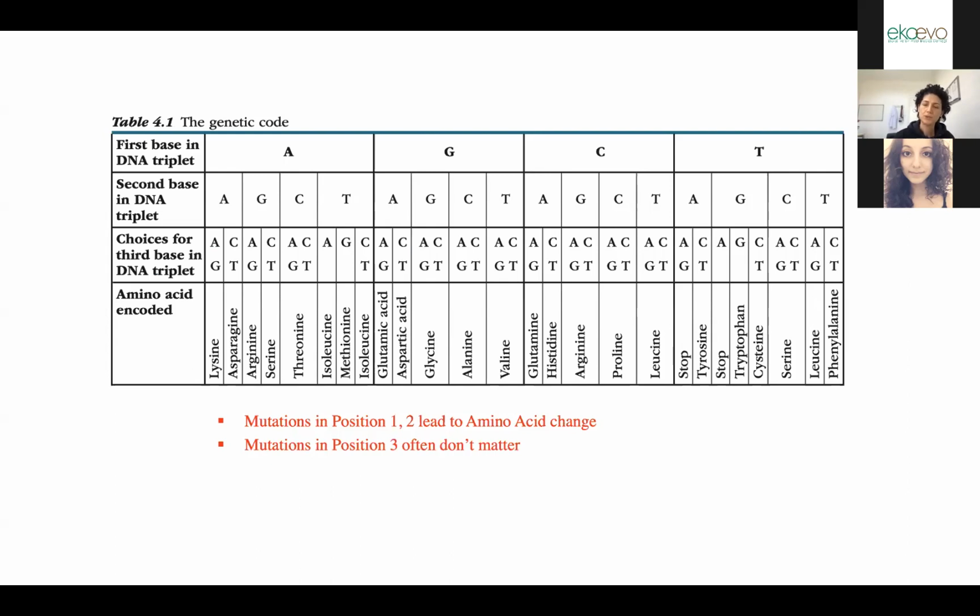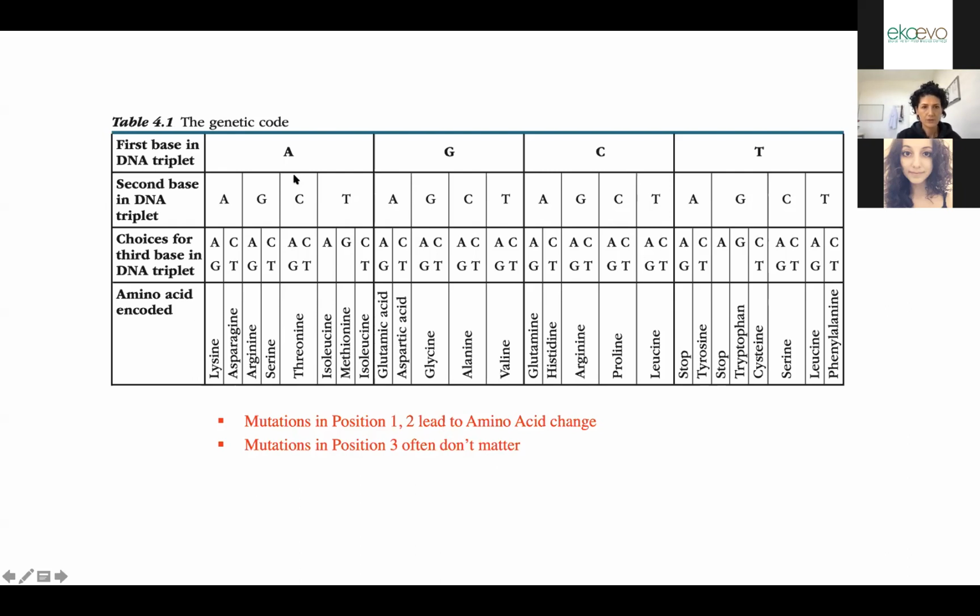What we know about mutation: we have 3 nucleotides that represent one code, a codon or anticodon, according to DNA, mRNA or tRNA. Let's say this is the first position, the second position, and this is the third position. When the mutation happens in the first and second position, it changes the amino acid. But when the mutation happens at the third position, most of the time, not all of the time, it does not affect the amino acid. So this kind of mutation can be accepted as a neutral mutation.